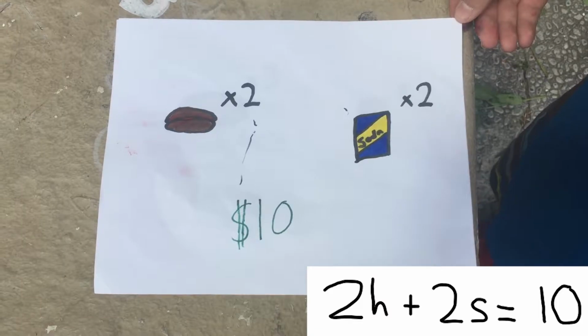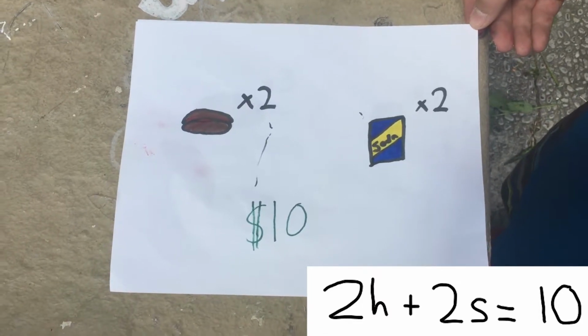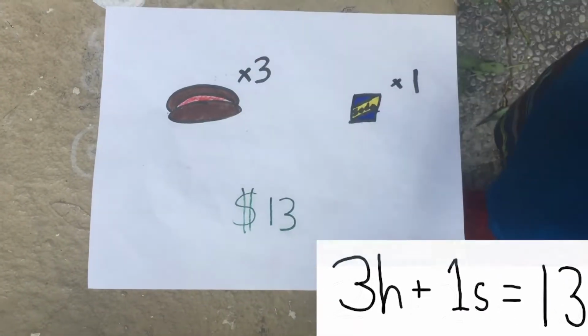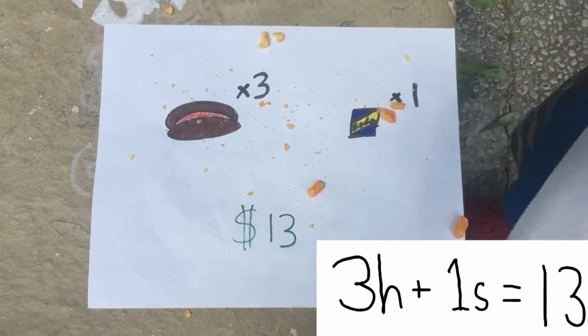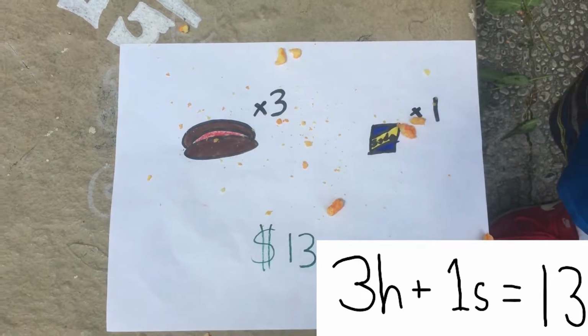Hot dogs and 2 sodas. They cost $10. 3 hot dogs and 1 soda. They cost $13.